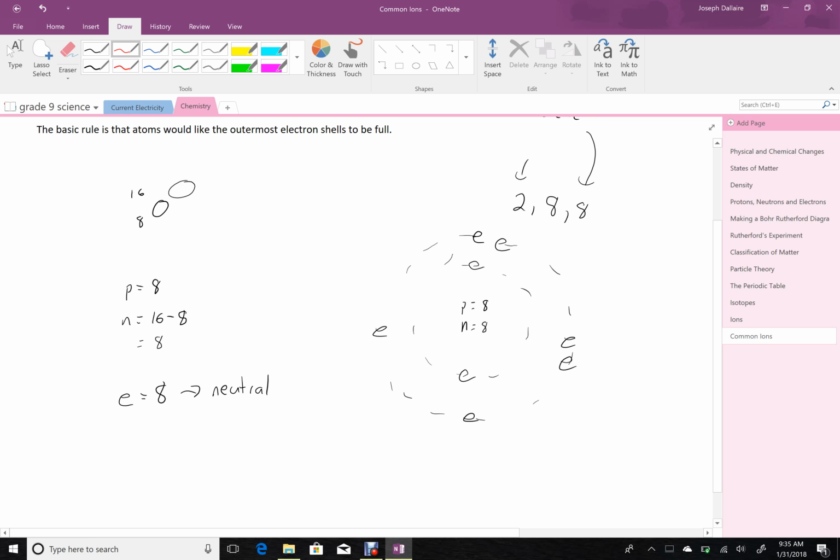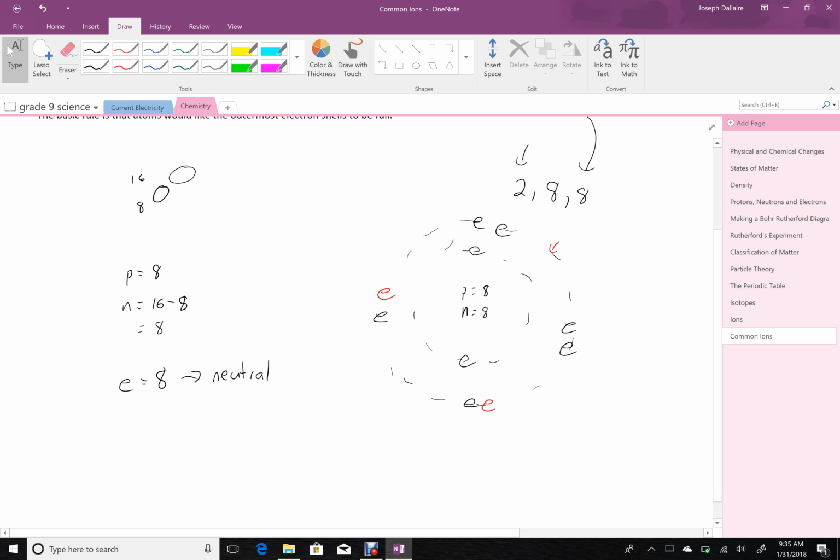So what is the easiest way for this atom to finish filling its outermost electron shell? So here's its outermost electron shell. It basically has two options. It could lose all of these electrons and lose all 6, or he could take on 2 new electrons. Taking 2 electrons is a lot easier than losing 6 electrons. So what this atom will do is he'll take 2 extra electrons, and instead of being neutral with 8 electrons, he'll move up to 10 electrons.